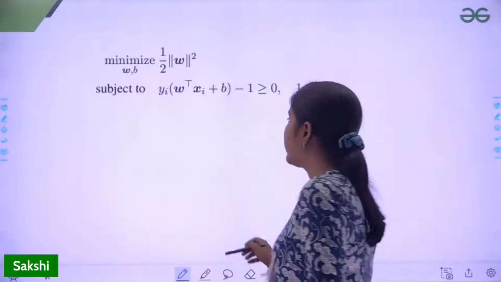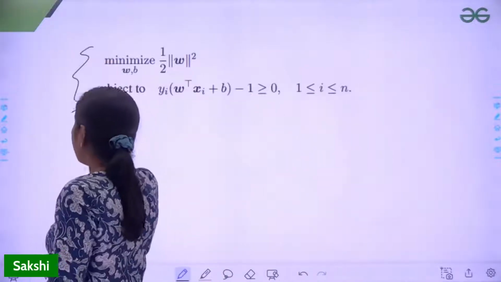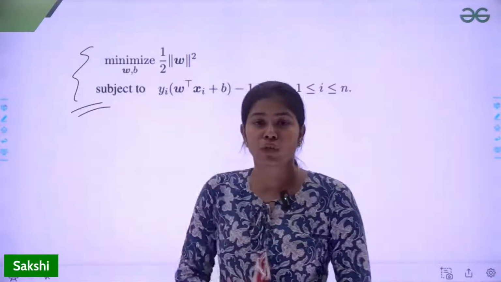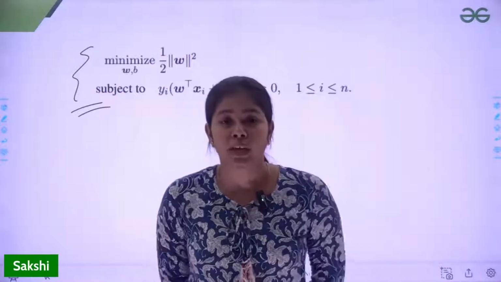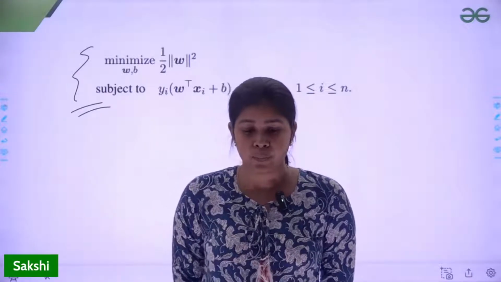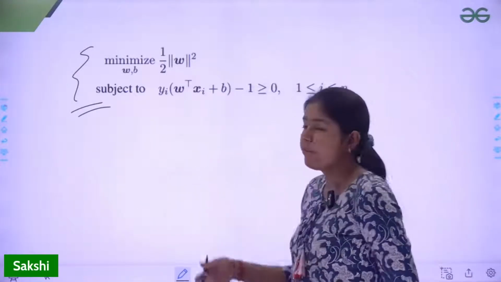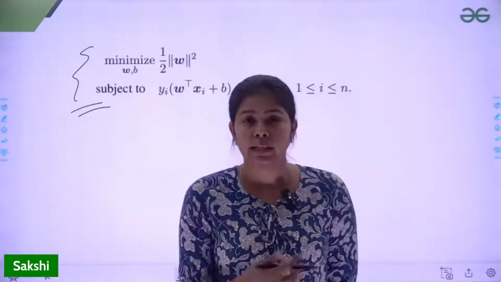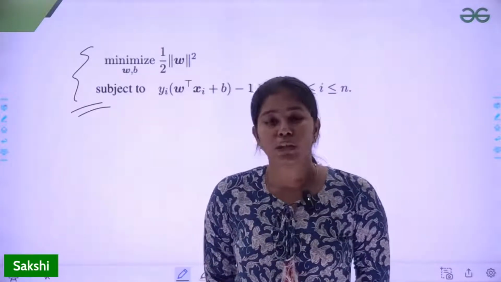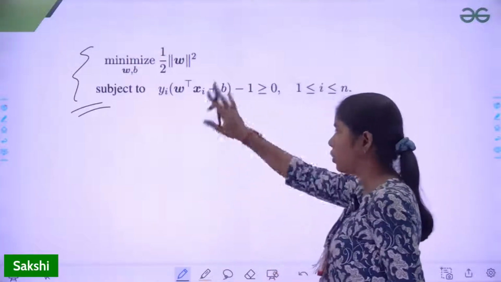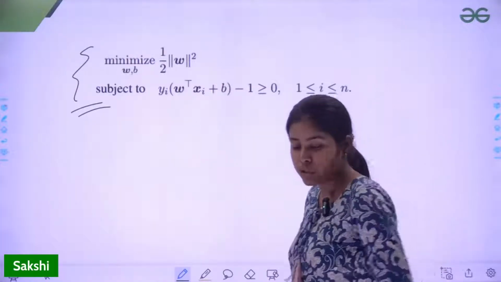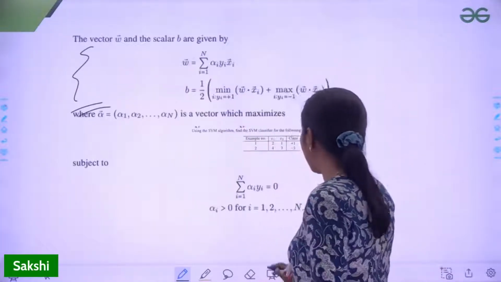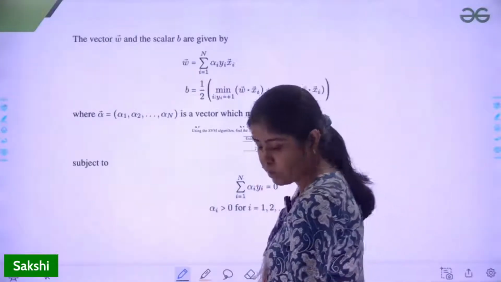Now, because we have reached this problem, how can we find the solution for it? We have to use duality and the Lagrange method, but I don't think it is required to find the solution in detail. You just remember what the solution for this problem would be.